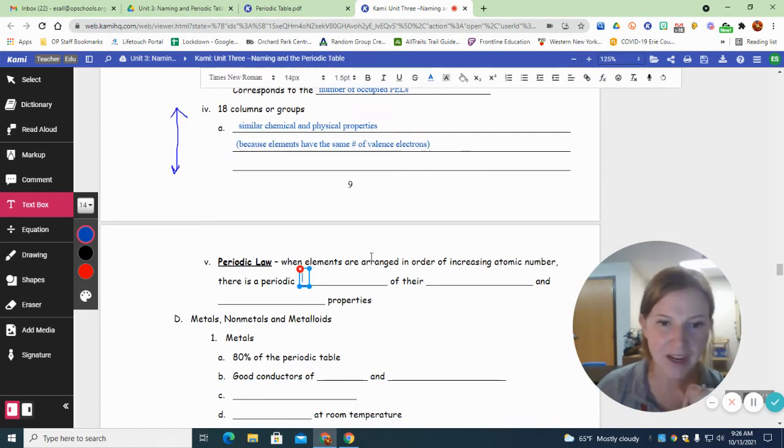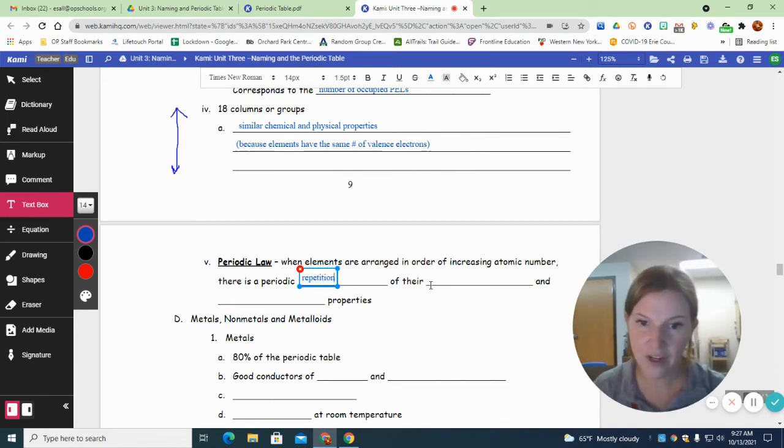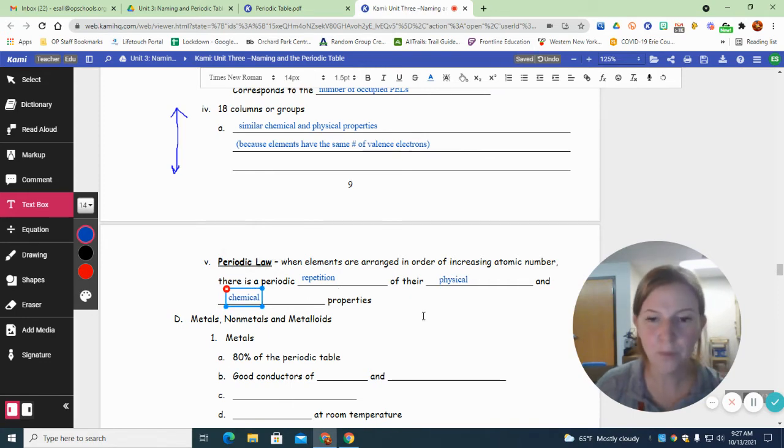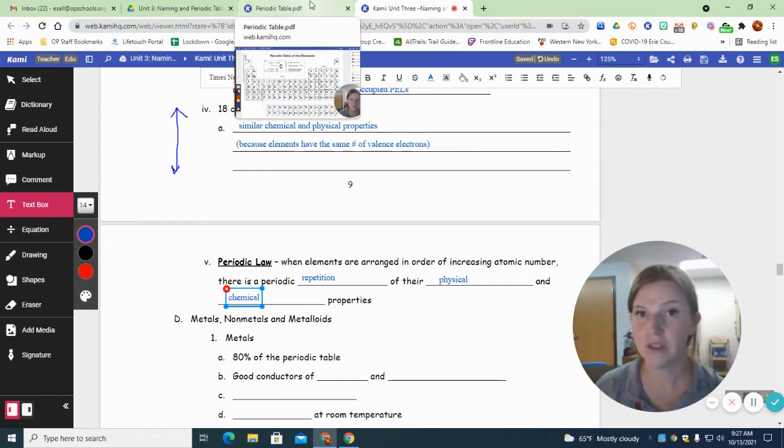Which brings us to periodic law. When elements are arranged in order of increasing atomic number, there is a periodic repetition of their physical and chemical properties, which means when you put them in order based on atomic number into a periodic table, there are going to be patterns. Everything that is shiny is kind of in the same spot on the periodic table.